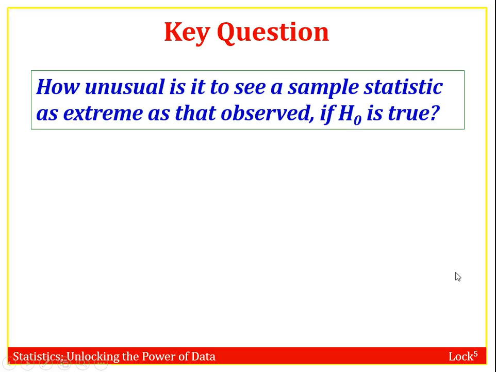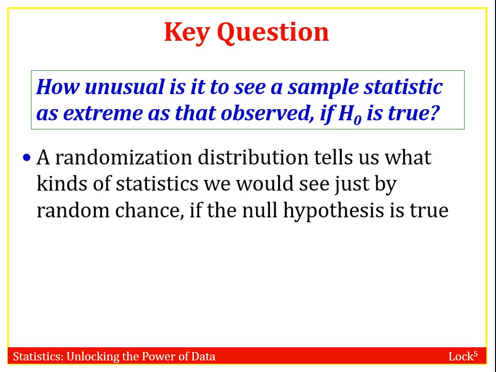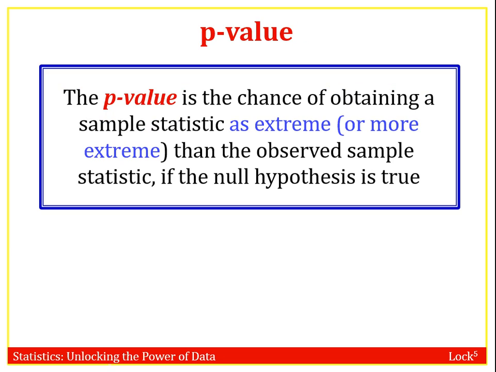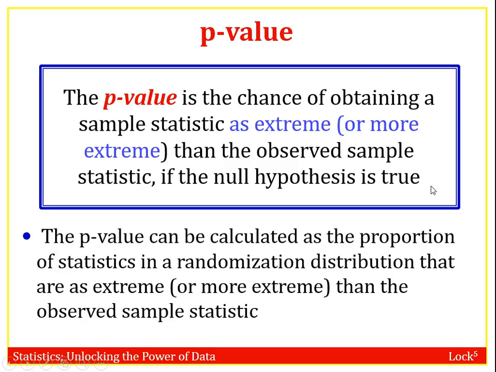Now, how unusual is it to see a sample statistic as extreme as we did, assuming your null hypothesis is true? That's the key thing that we're going to look at. That ends up being our p-value. Our p-value is the chance of getting our sample statistic as extreme or more extreme than what we observed, assuming your null hypothesis is true. And you might be wondering what all that means. Well, when we start looking at StatKey on another slide here, I think it'll start to make more sense. So just be patient with yourself.